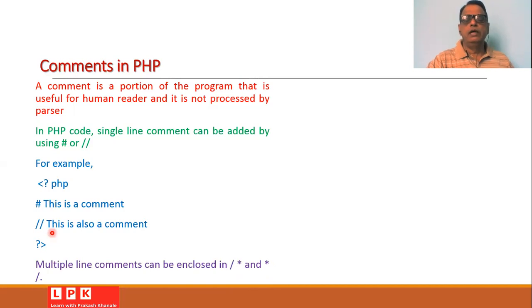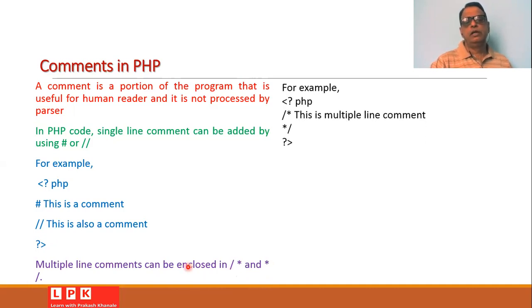If you want to write multiple line comments, that is also possible. Multiple line comments need to be enclosed in forward slash star and star forward slash. So for example, if I write PHP code of this form, you will find that this comment can be called a multiple line comment.